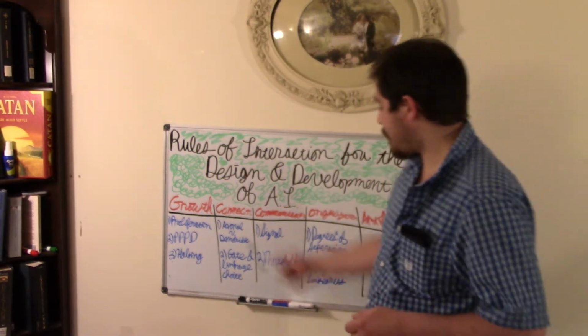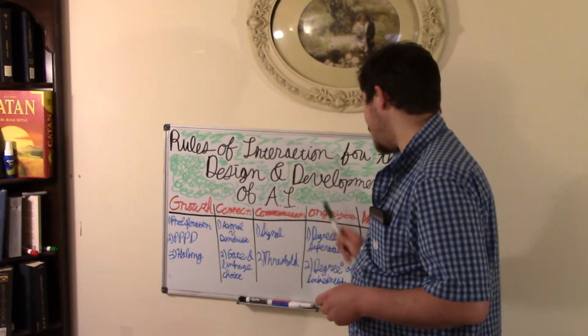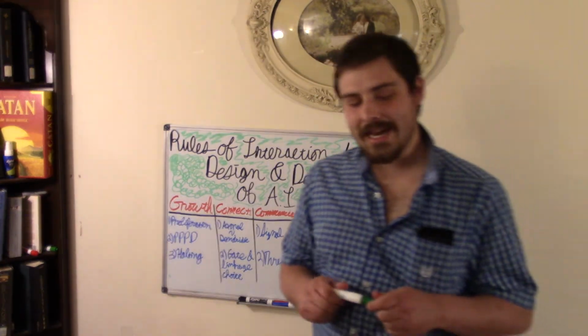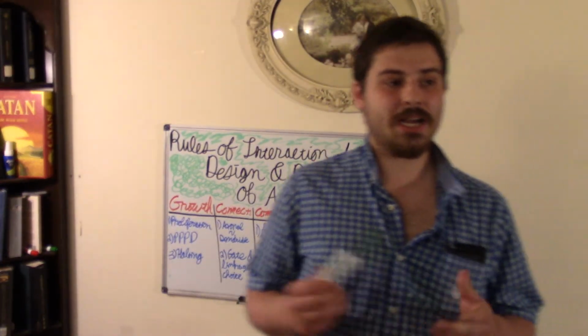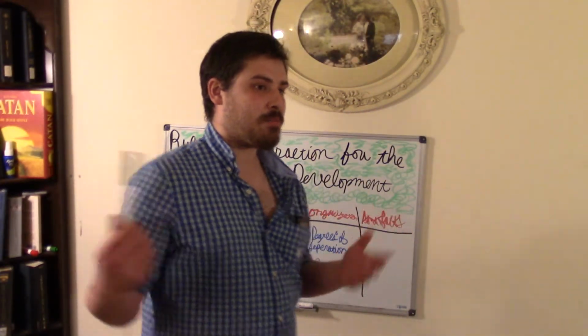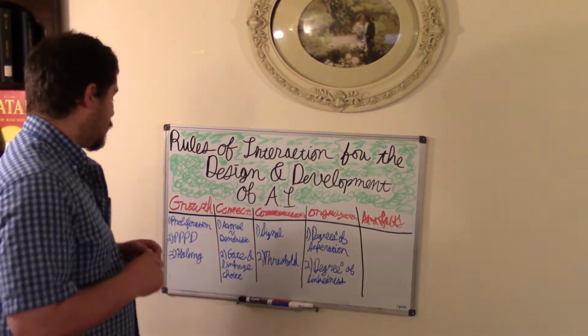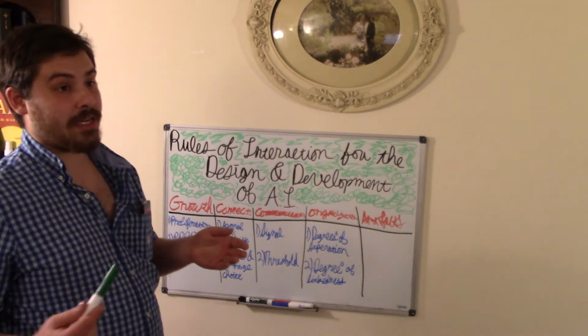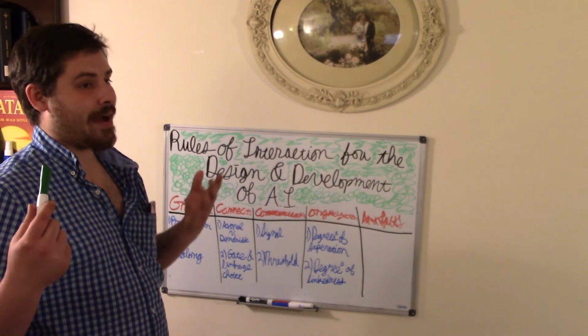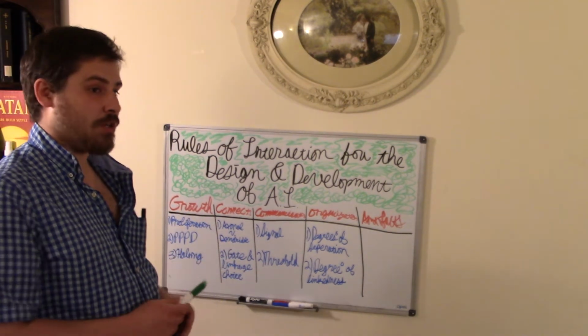So I count 3, 4, 5, 6, 7, 8, 9. There's like 9 rules of interaction. 9 things that the particles need to do to create or to allow complex behavior to emerge.